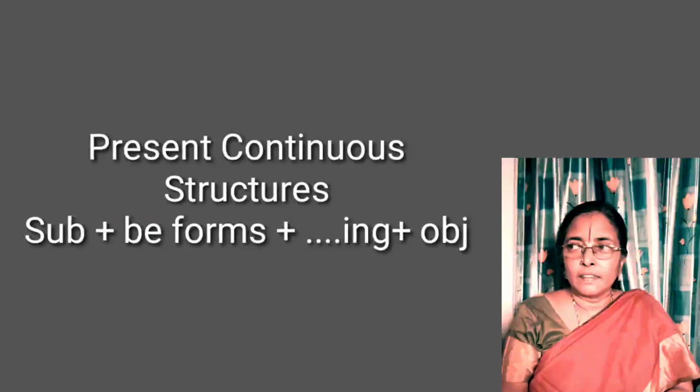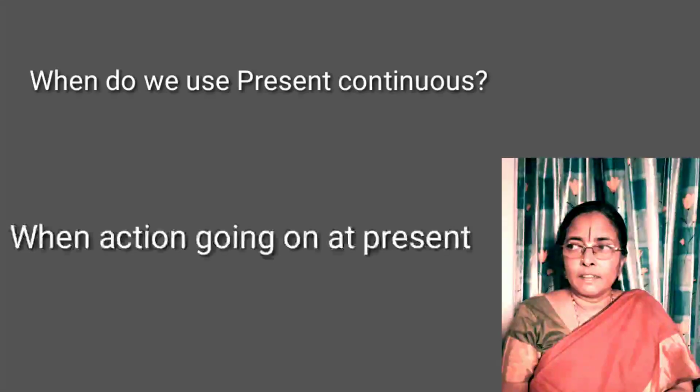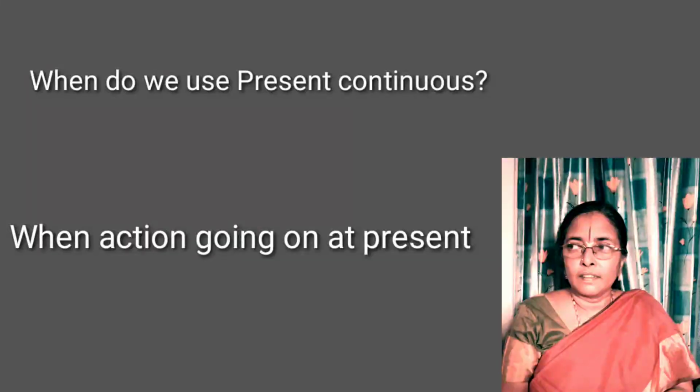Out of 12 forms of the verbs or tenses, the second form of the verb is present continuous tense. When do we use present continuous tense? When an action is going on at the present moment, we use present continuous tense. We are performing our actions now, then we can use present continuous tense. Now let us know the structures with various illustrations.